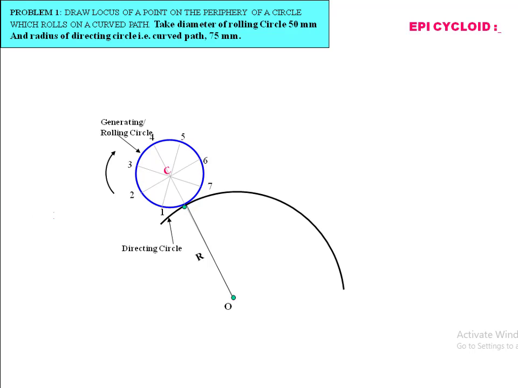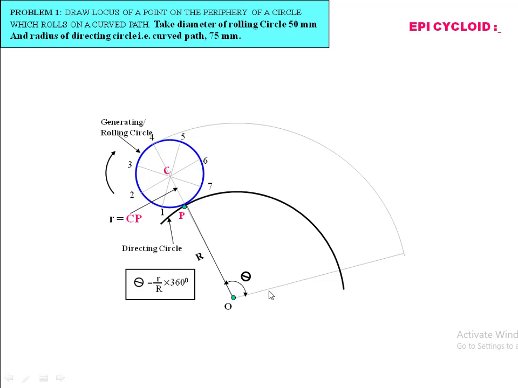This is the point P, which is the starting point before the rolling, and this is the radius, which is equal to 25 mm, because the diameter of the rolling circle is 50 mm, so the radius is half, that is 25 mm. Now what we'll do, we'll trace these points 1 2 3 4 5 6, by putting the pointer of a compass on O and taking radius equal to O4, O5, O6 and O7. So there will be different lines.